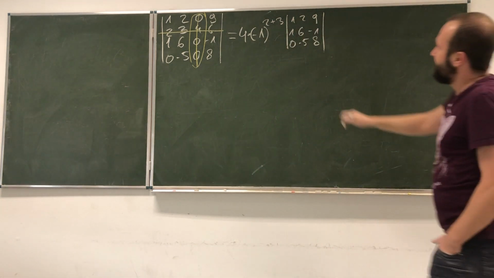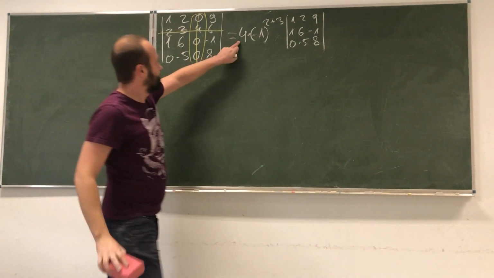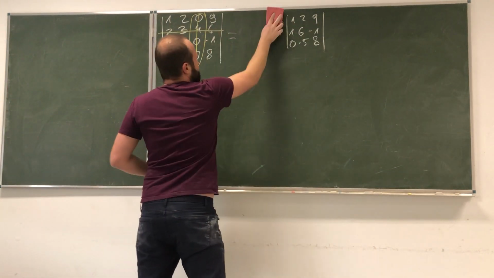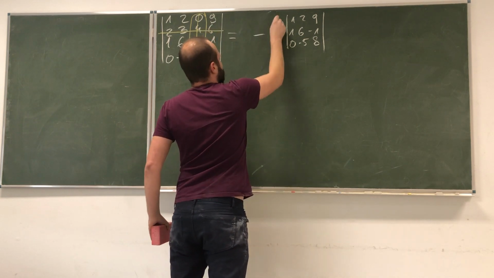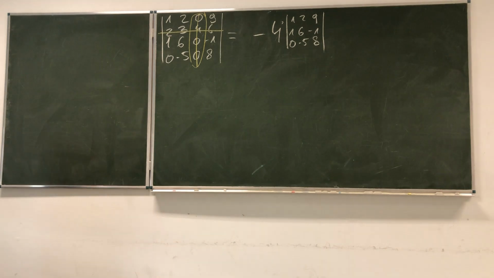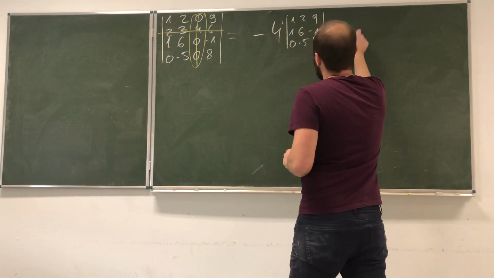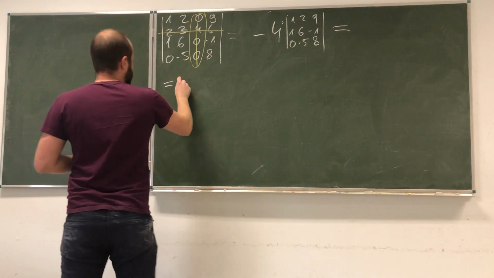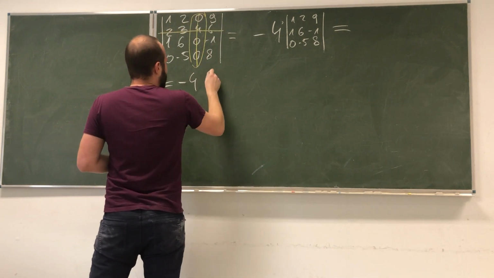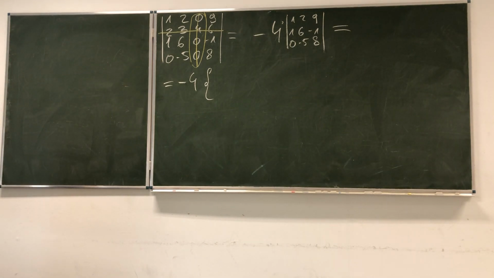Okay, and look. This is simply negative 4 times negative 1. So this is what we've got. Okay, but because we are learning Laplace expansion, we're going to deal with this case also by Laplace expansion. So I put negative 4, I open brackets, and what will we have inside?